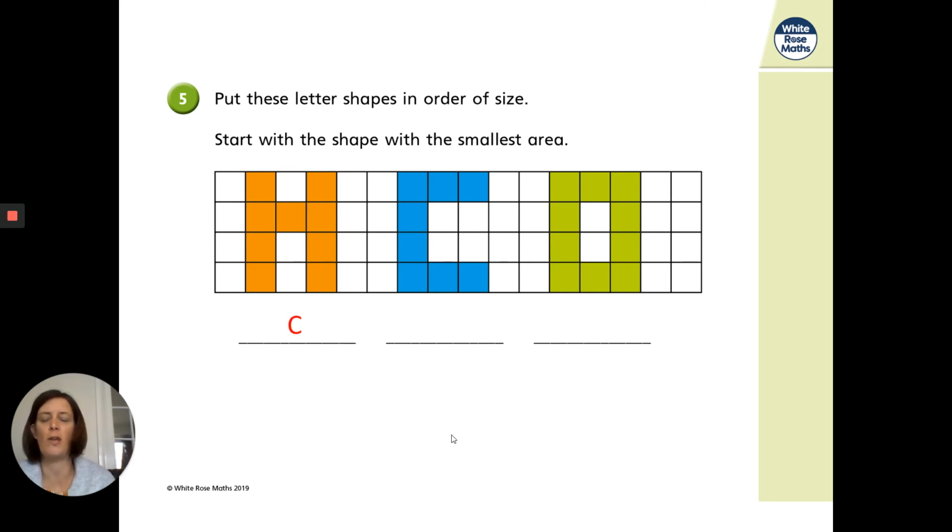Okay, so the first shape was C. That had an area of 3, 6, 7, 8 squares. Next one was H. That had an area of 9 squares. And the third and final one was the O. That had an area of 3, 6, 7, 8, 9, 10 squares. So the order was C, H, O.